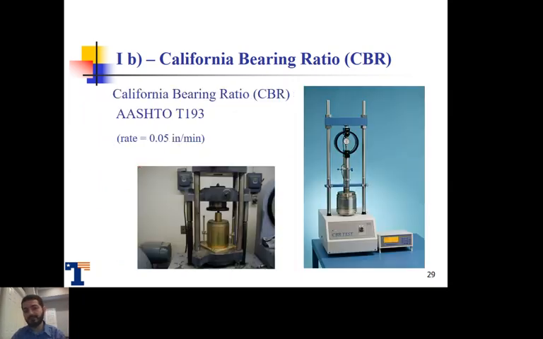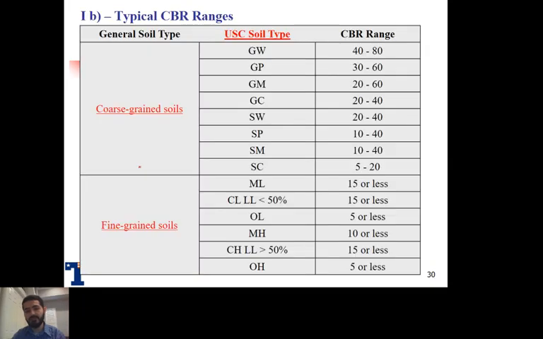This is here the machine, how it looks like, the California bearing ratio. It has an AASHTO standard, very well defined in AASHTO T193. And again, we apply a rate of deformation equal to 0.05 inches per minute. So it's a continuous monotonic compressive test until the sample reaches 0.1 inch penetration or 0.2 inch penetration.